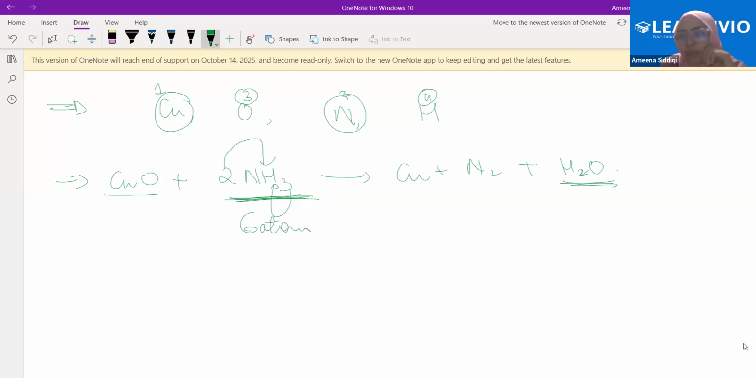Just tell me how many do we have here? Atoms or molecules? Atoms. Hydrogen atom. Two. I have to have 6 atoms, right? So if I add a 3 here, I will get 3 molecules of water, which will have 6 atoms of hydrogen. Now see whether the balancing of hydrogen has also balanced the oxygen. Check that.